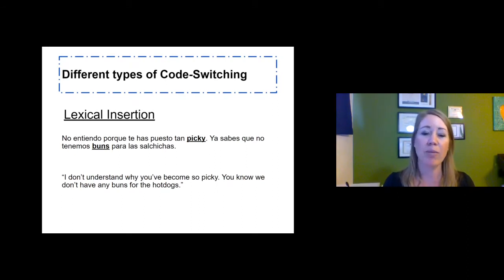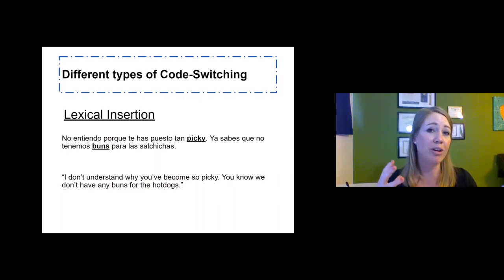And it can work the other way around. It can be primarily an English conversation with an insertion of a Spanish word here and there. The question becomes, well, why do they do this? I say they because I'm not a Spanglish speaker, but why would a bilingual person do this? Well, there's a couple reasons.